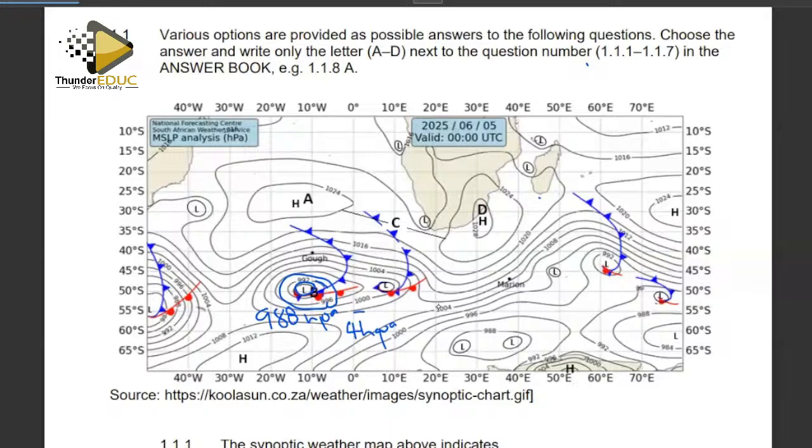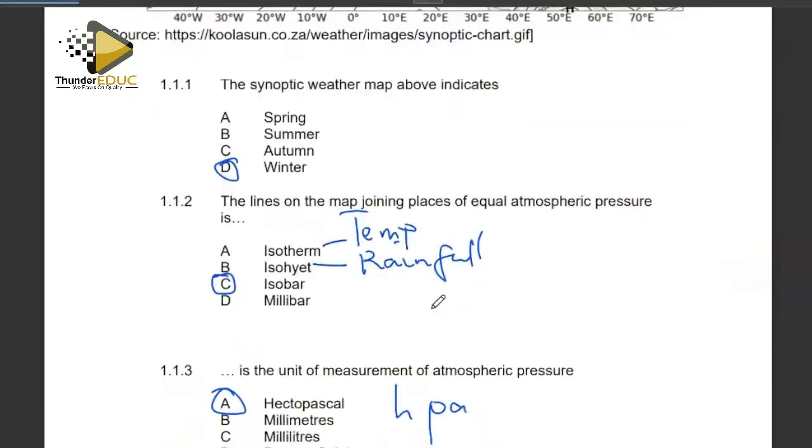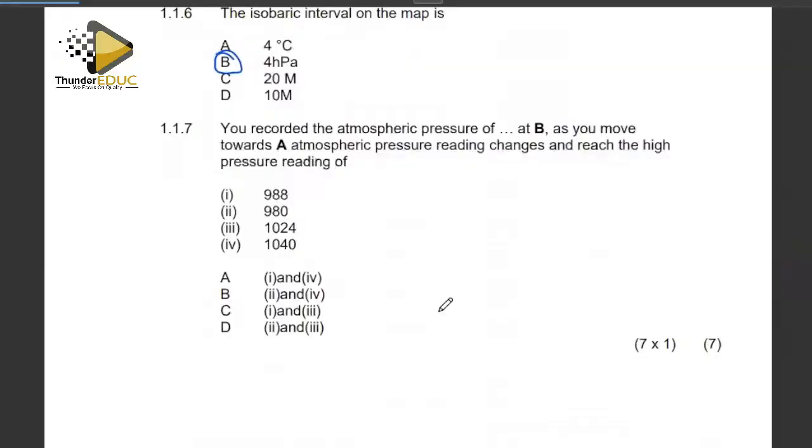So we need a pressure which is above 1024. It must be higher than 1024 because we are getting towards the center of the high pressure cell. So automatically we are picking 1040. So we are saying the reading on the outermost part must be 988 according to the calculations, and in the center must be above 1024, which must be 1040. So response A and response number 1 and number 4, they are combined at option A.